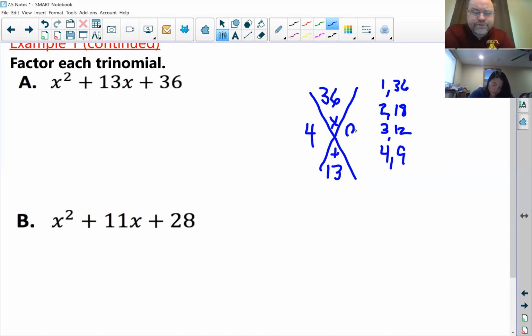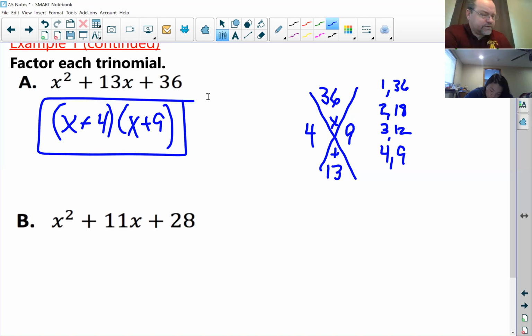So one thing I want to caution against, this isn't my answer. The x part is not my answer. It just helps me to get to my answer. My answer is the binomials x plus 4 and x plus 9. Okay, the x is just a method, and there are other methods that you can use that get us to that answer.